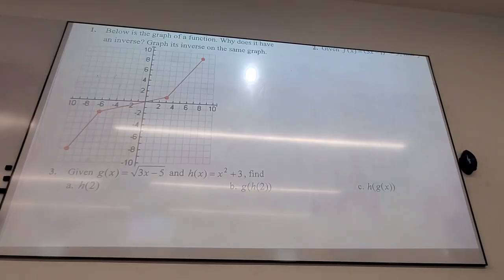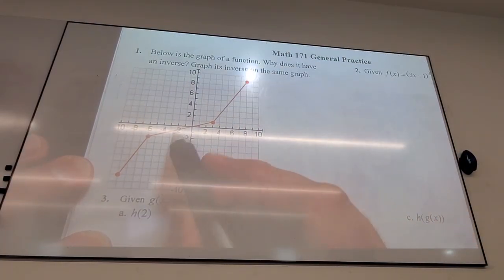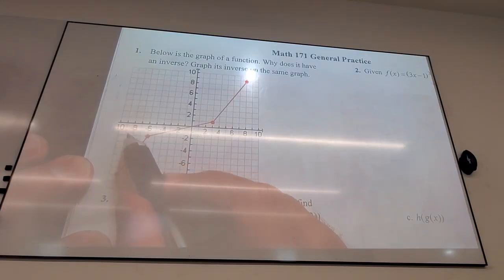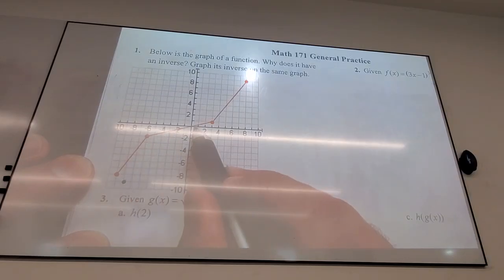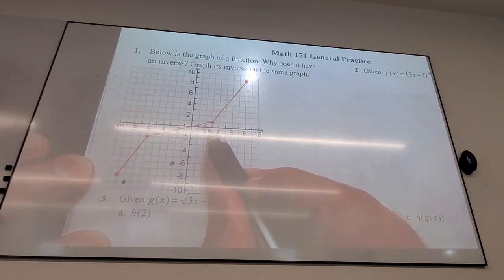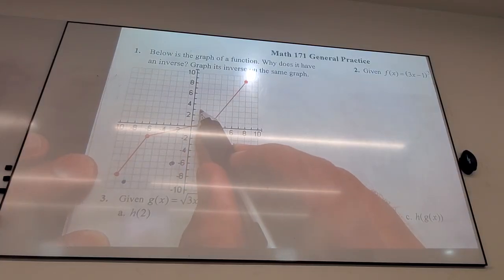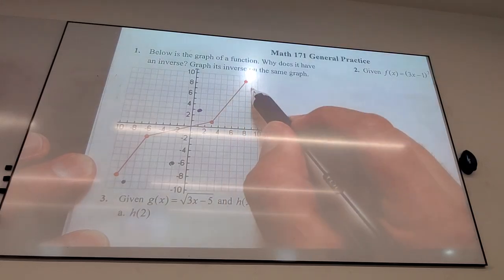So I was walking around, it looks like everybody pretty much got this one. For example, this is -9, -8, so my inverse goes -8, -9. -6, -2, so my inverse is -2, -6. 3, 1, so my inverse is 1, 3. And 8, 9, so my inverse is 9, 8.